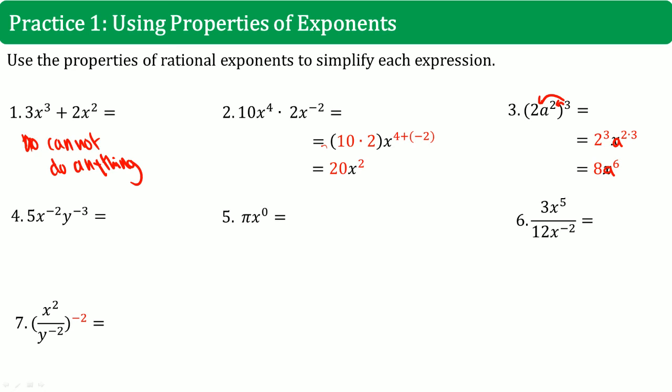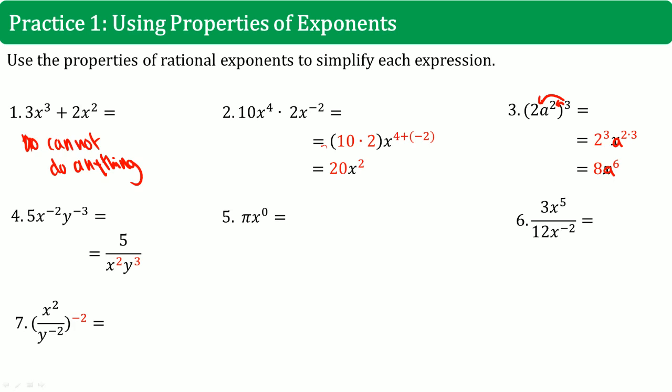Now number 4. 5x to the negative 2 and y to the negative 3. Well, we have to deal with the negative exponent. So we bring it down. So 5 stays on top. The x to the negative 2 becomes x to the 2, which is now on bottom. Y to the negative 3 just becomes y to the 3 on bottom.